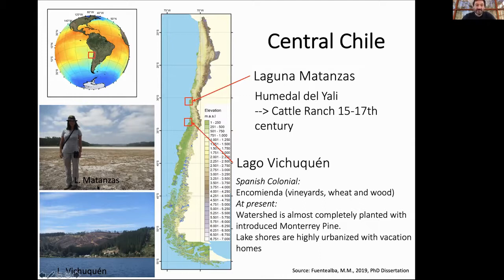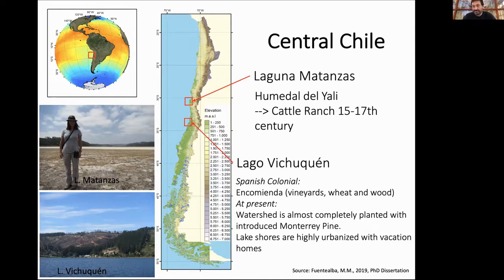That was actually a lake until 2016, basically. And then it's been dried out for the last couple of years due to the mega drought that we've been having. And then we looked at Lago Bichuquén, right? So these are two lakes located in central Chile where we've been looking to understand the very recent history of human impacts in these areas.